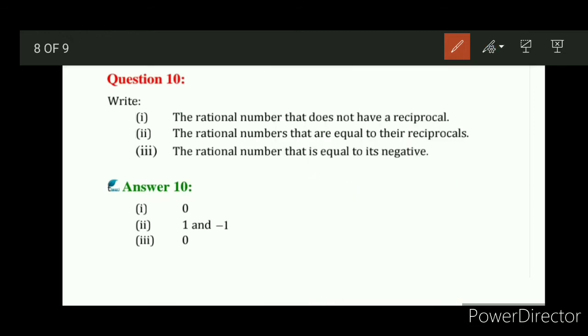Third question. The rational number that is equal to its negative is 0. Okay, copy down.